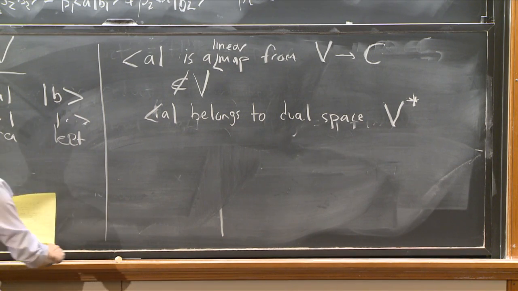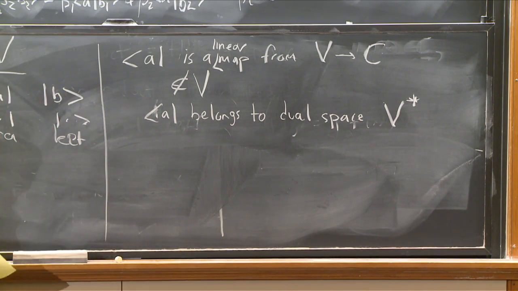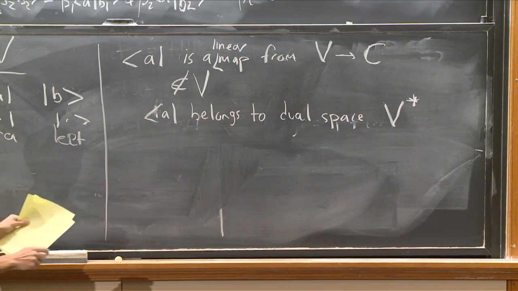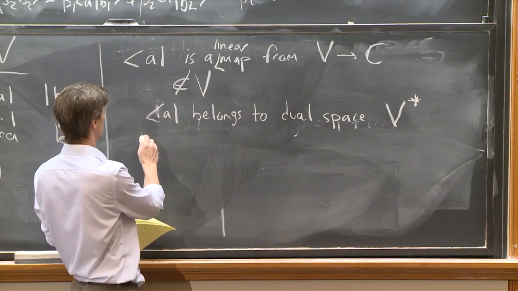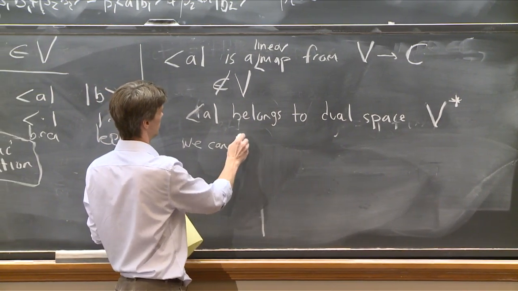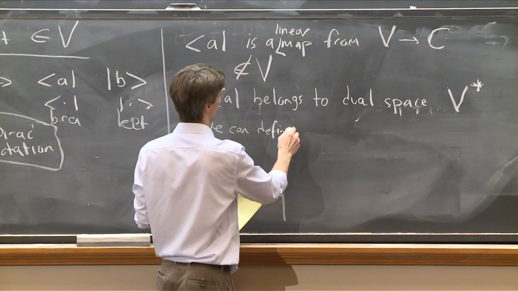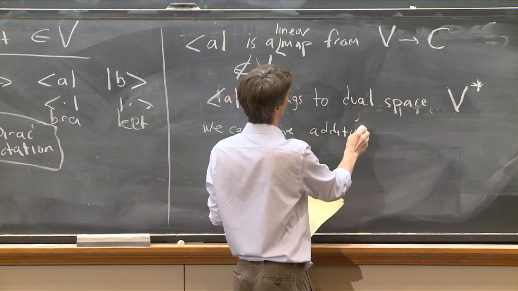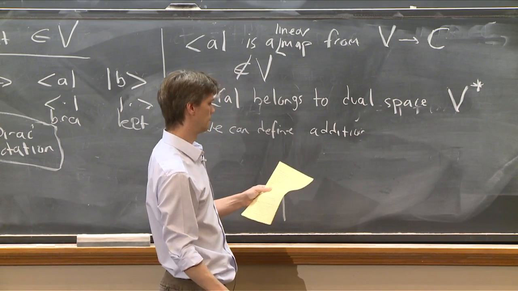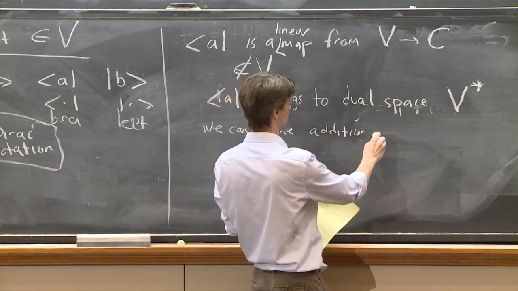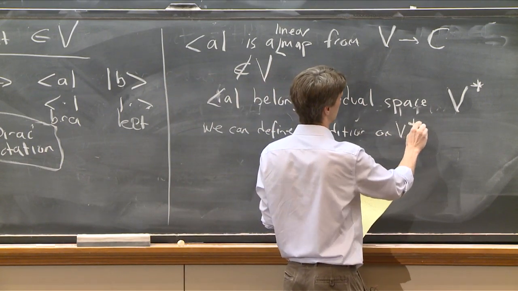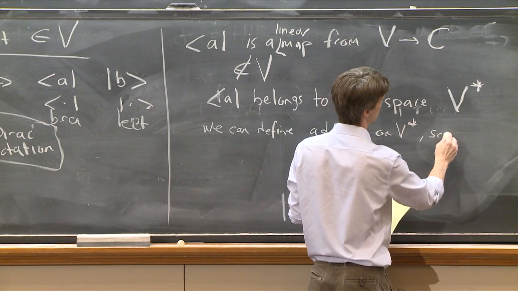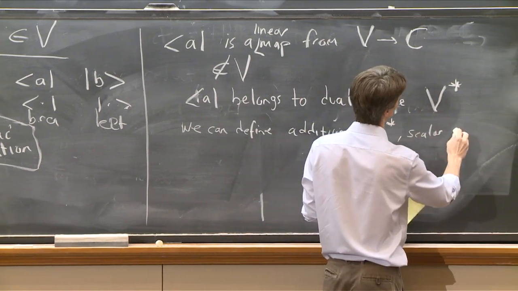Now, what is V star? At the moment, it's just the space of all linear maps from V to C. Okay? But it itself is a vector space. So we can define addition of these maps. We can define addition on V star and also a scalar multiplication of these maps.